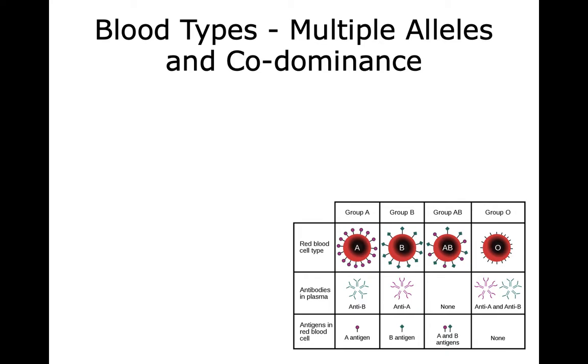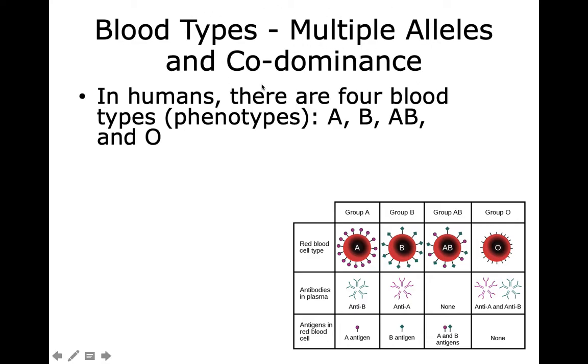I want to talk about a really interesting and important type of inheritance that is applicable to our lives, and that's human blood type. Human blood type is really interesting because it involves multiple alleles, so we can have more than just one type of phenotype seen, and it involves codominance, which is pretty interesting. So let's talk about human blood types.